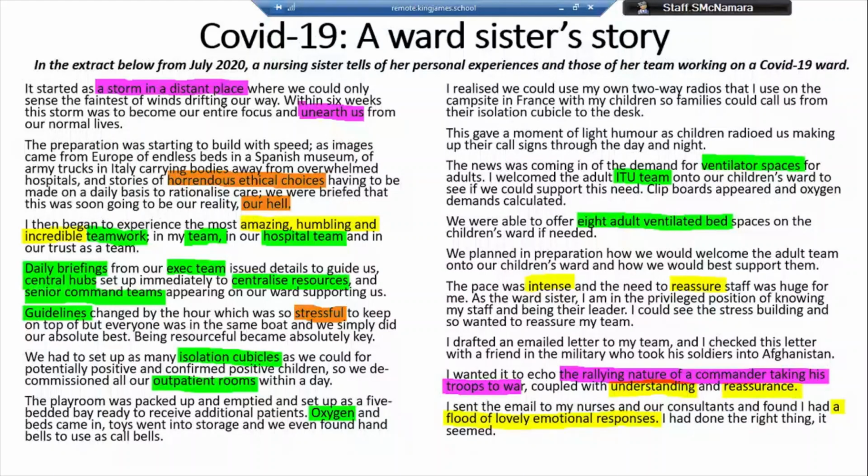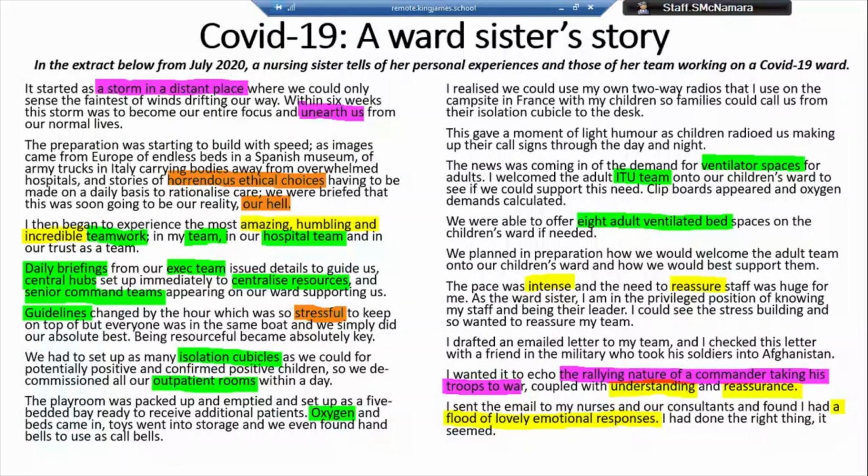Also highlighted there in the orange are words that give a sense of how awful and how emotional the experience is. We've got horrendous ethical choices. We've got the reference to the metaphor "our hell" to describe what they expect it's going to be like. There's also references to stress, which is also emotive. In the more yellow highlighting there, we've got other emotive words, but these are a little bit more positive. So we've got a rule of 3 there: amazing, humbling, and incredible teamwork. But all those are emotive language as well.